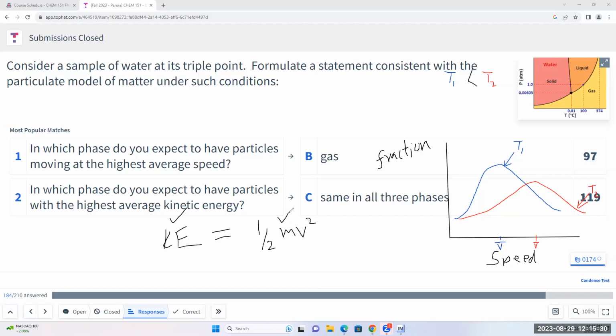If that is the case, what can you tell me about the speed? By the way, m here is the mass, v here is the speed. If they all have the same average kinetic energy, what can you tell me about the average speed? They should be the same as well. So regardless of the phase, if the temperature is the same, they should all have the same average kinetic energy and the same average speed. All right. So the keyword is average here.